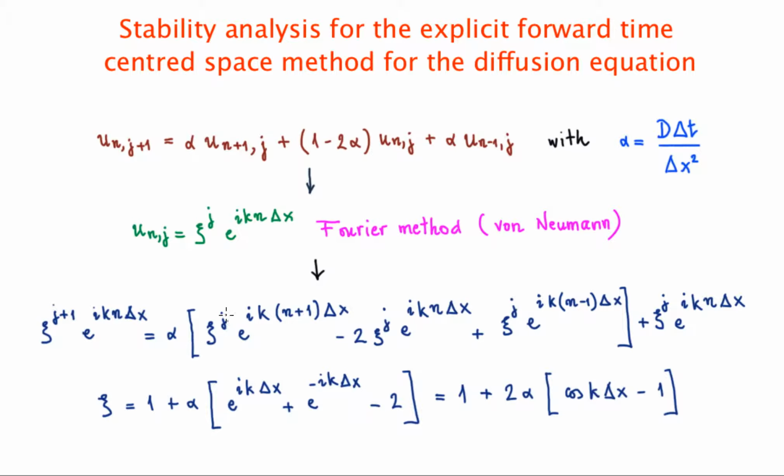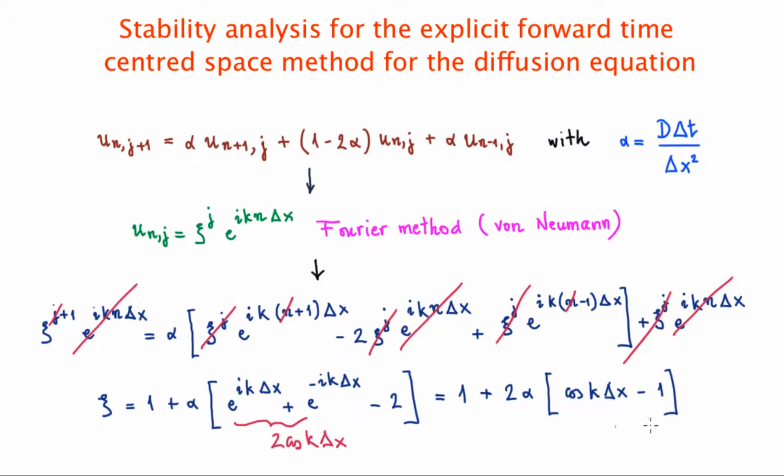For example, you can see the eta to j appears everywhere. We can simplify it. Then this exponential also appears everywhere. Then we can simplify. And then doing these simplifications, we can get that the eta is given by this expression. Again, the sum of these two exponentials is 2 times the cosine of k delta x.